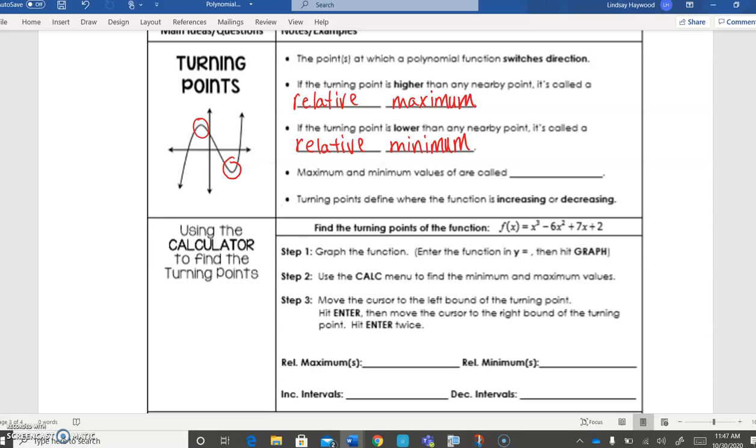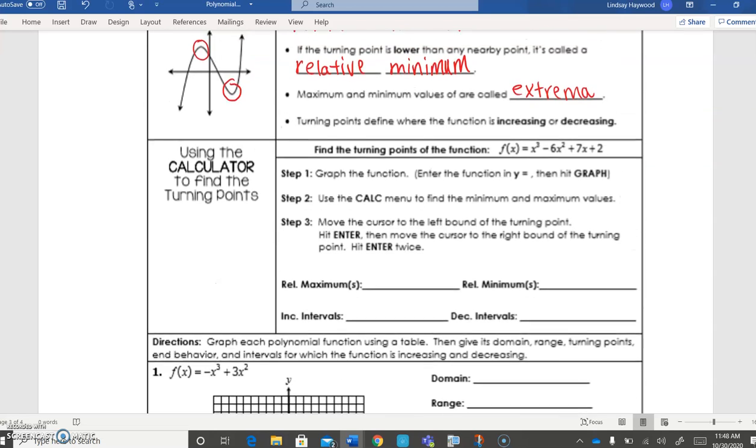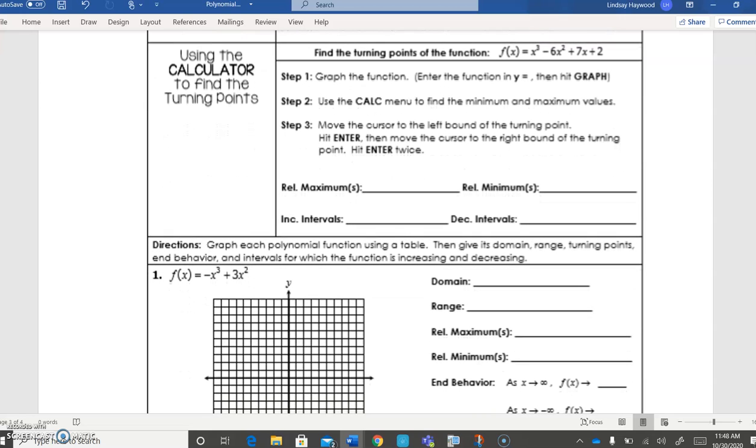Maximum and minimum values are called extrema. They're extreme values on the graph. Turning points define where the function is increasing or decreasing. So as you can see from this function, it's increasing up to this turning point, then it decreases down to this turning point, and then it increases again. Okay. So we're going to find the turning points of this function here.